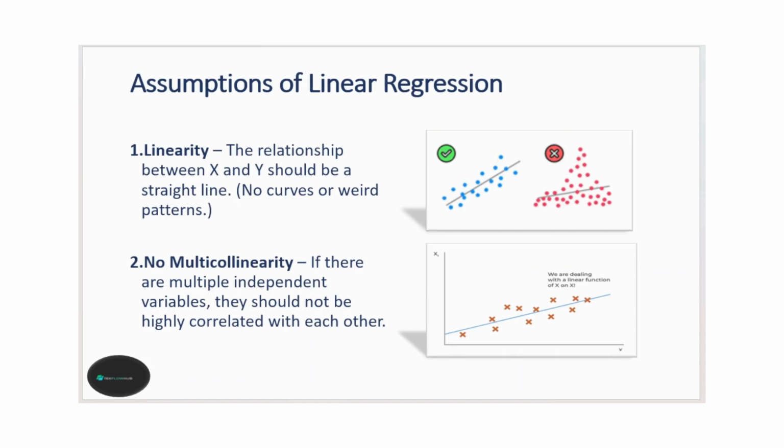Then we have the assumptions of linear regression. When we are training a model, the first assumption is that there should be linearity in the relationship, which means x and y should form a straight line. The second assumption is no multicollinearity. That means if the data set has multiple independent features, they shouldn't be correlated with each other, otherwise it is going to create noise in the model. To check this, we can use the correlation matrix or VIF, which we are going to use in the Python code as well.